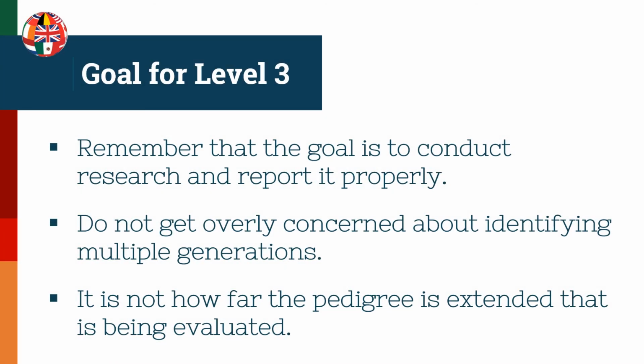So remember the goal for level 3. What is the reason that we're doing this? It is to show that you can conduct research and report it properly. Don't get overly concerned about identifying multiple generations. It's not how far the pedigree is extended that is being evaluated. You are being tested on how well you can conduct research and report it, not how far back you can go on a line.